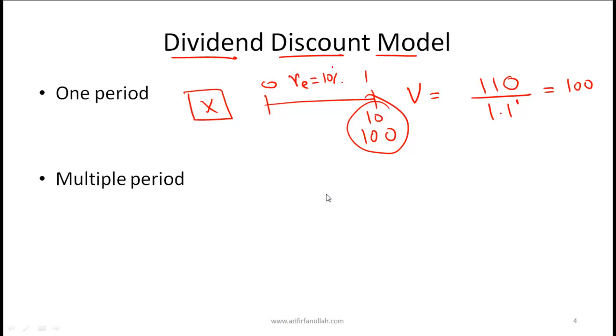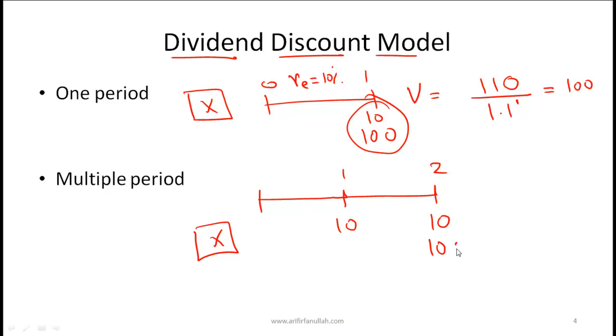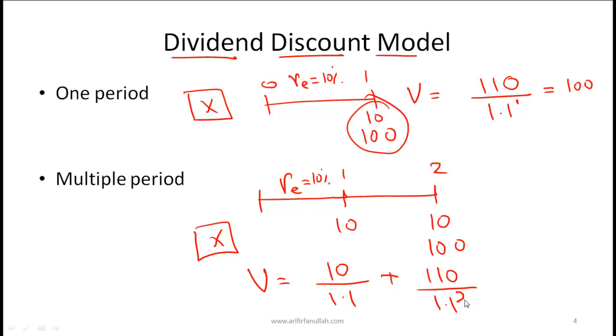With a multiple period model, the idea is the same. Here let's say that now you are going to again invest in stock X, and let's say that you expect a dividend at the end of year 1 of 10, and at the end of year 2 you are again expecting a dividend of 10, plus you expect to sell the stock for 100. Now in this case the value of the stock will be equal to 10 divided by 1.1. Again we are assuming that the cost of equity is equal to 10%. So the value of the stock is 10 divided by 1.1 plus 110 divided by 1.1 squared.